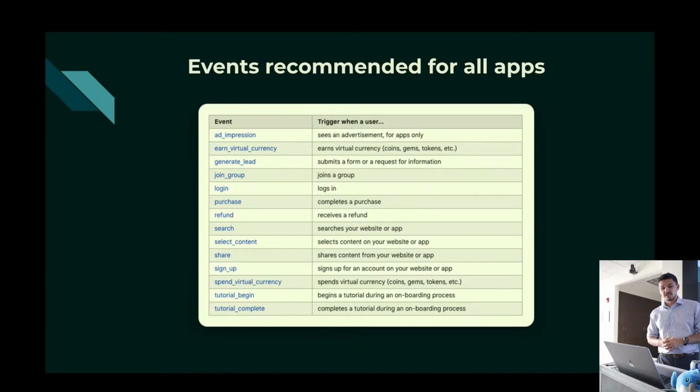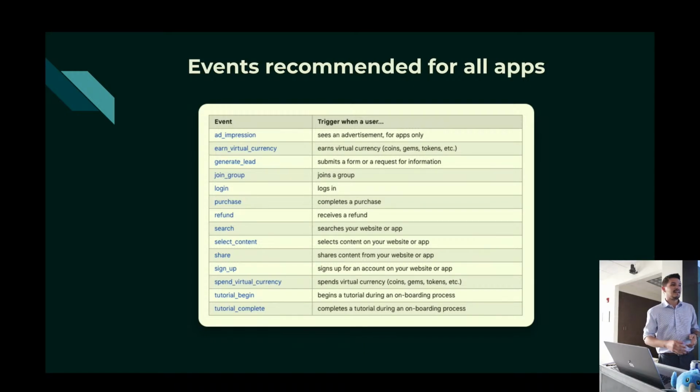All is a very broad term, so you'll have to limit these based on your feature set. But if you're using advertisements, you might have things like ad impressions, earning virtual currency, generating leads, or some really interesting ones, maybe like these bottom, tutorial begin and tutorial completion. Maybe you have a really complicated app, and the reason you're getting so many bad reviews is all of your users decided to skip the optional tutorial at the beginning.